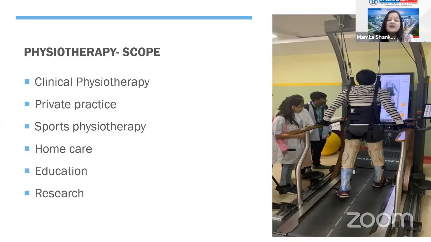And there is a lot of scope for physiotherapy in those, because like I said, physiotherapy doesn't only deal with treatment, but also prevention, because we try to cover the whole gamut from pre to post. So sports physiotherapy, I feel, is still underserved, and there is a huge scope in that.